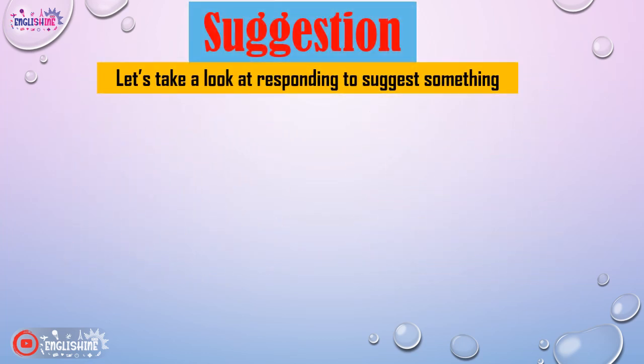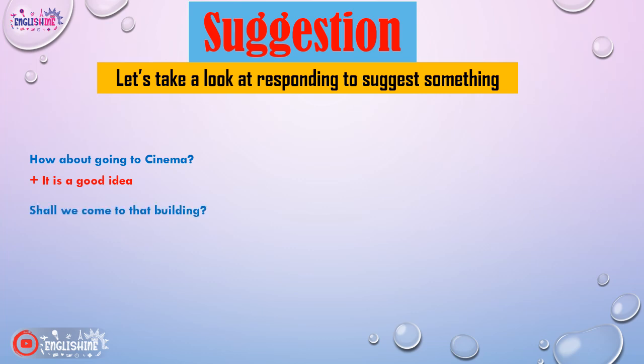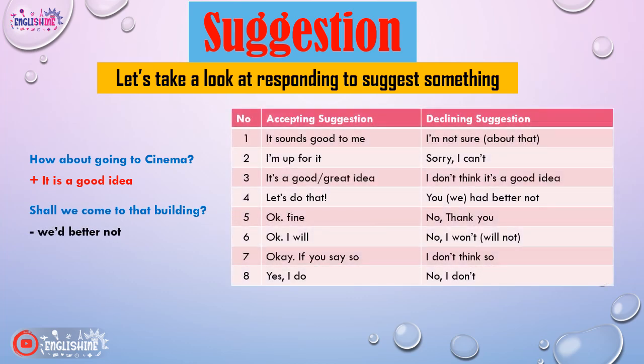Let's talk about responding to a suggestion. First sentence, how about going to the cinema? I answer for accepting the suggestion: it is a good idea. And the second example, shall we come to that building? This time I will answer for declining the suggestion: we'd better not. Here are some examples of expressions to accept and decline suggestions.